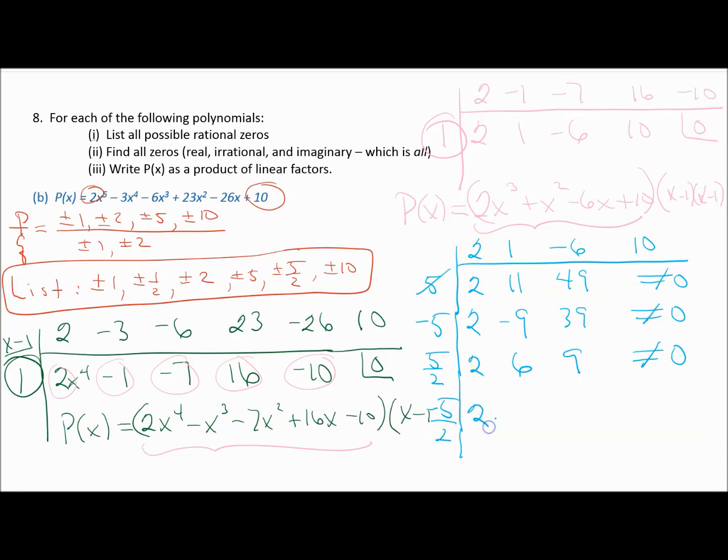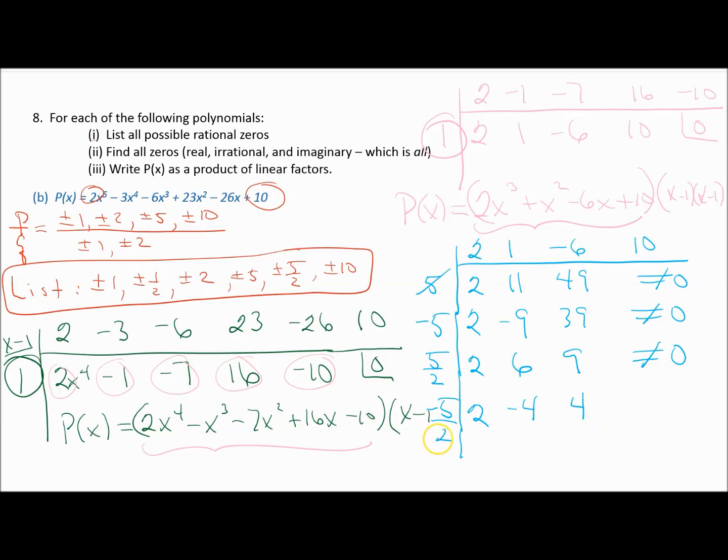2 comes down. Now the possibility is we could have made a mistake through here, but let's knock them all out to be sure. 2's cancel. Negative 5 plus 1 is negative 4. Negative 5 halves times negative 4. Now this 2 goes into this negative 4. Negative 2 times negative 5 is 10. 10 plus negative 6 is 4.